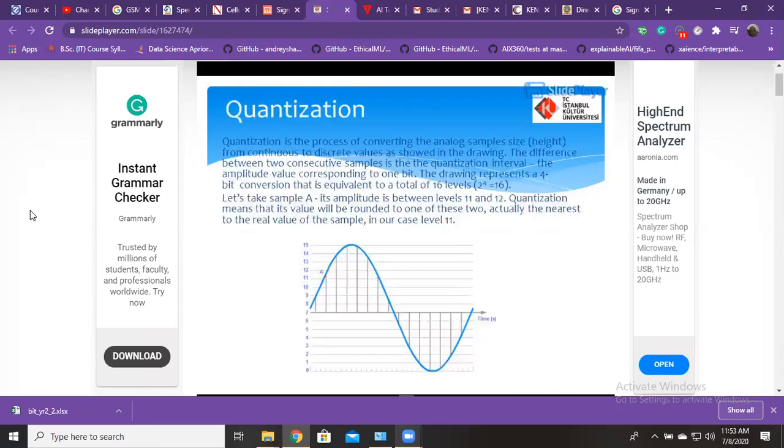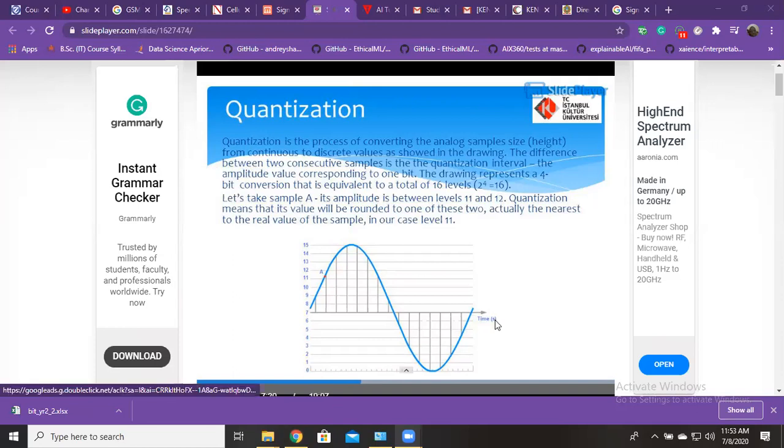Quantization. Quantization is the process of converting the analog sample's size, its height, from continuous to discrete values, as shown in the drawing. The difference between two consecutive samples is the quantization interval, the amplitude value corresponding to 1 bit. The drawing represents a 4-bit conversion that is equivalent to a total of 16 levels, 2^4 equals 16. Let's take sample A. Its amplitude is between levels 11 and 12. Quantization means that its value will be rounded to one of these two, actually the nearest to the real value of the sample, in our case level 11.